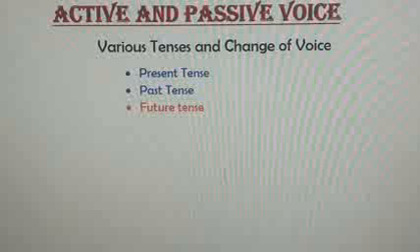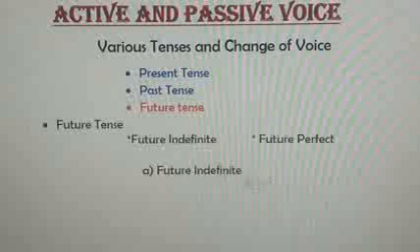Now, dear student, till now we have learned how sentences based on present tense and past tense can be converted into passive voice. Now, it's time to see how the sentence which is based on future tense will also be converted from active voice to passive voice. Future tense is also split into two groups, future indefinite and future perfect, according to the use in passive voice.